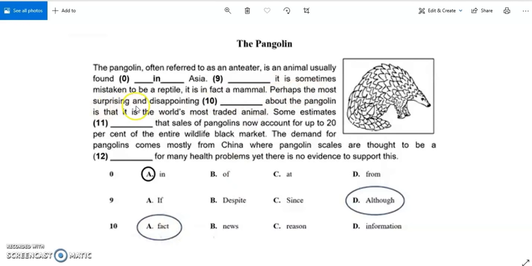Perhaps the most surprising and disappointing fact, the answer is fact, about the pangolin is that it is the world's most traded animal. The second part of the sentence says it is the world's most traded animal. That means this information is a true one, a real one, a fact that you cannot change anymore. It is not merely an information. So in order for you to answer questions in part 2, you may have to equip yourself with more vocabulary.